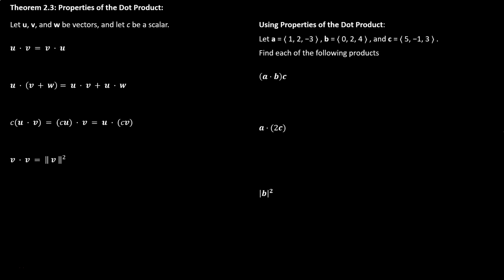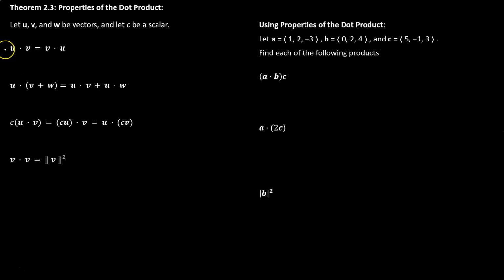Properties of the dot product. Now we know about the operation called the dot product. It takes in two vectors, multiplies their corresponding components, adds all of those products up, and the result is a scalar. In math, anytime we have a new operation, we like to talk about the properties of that operation.